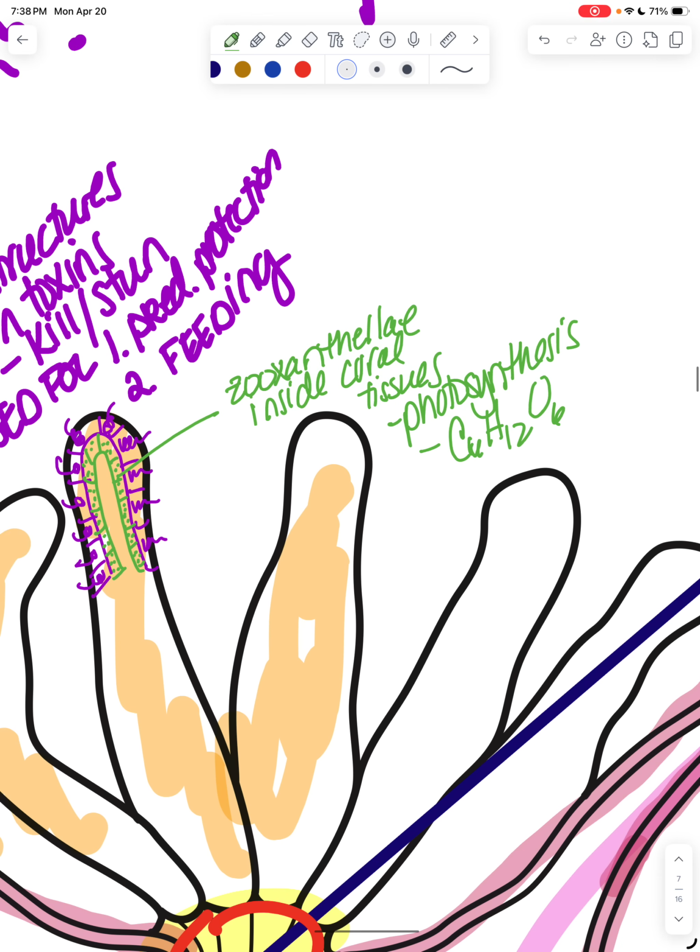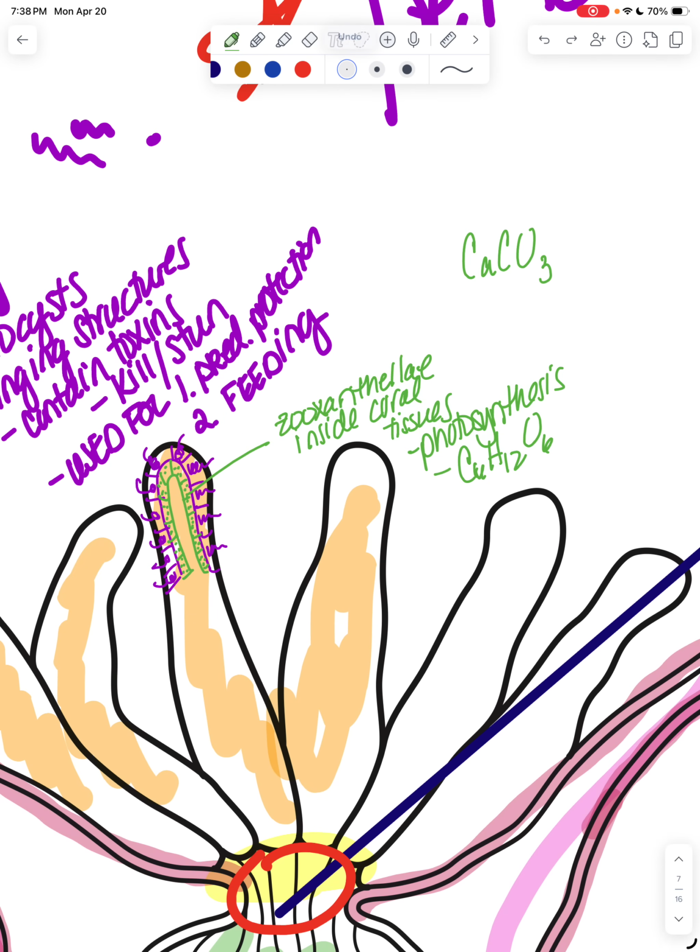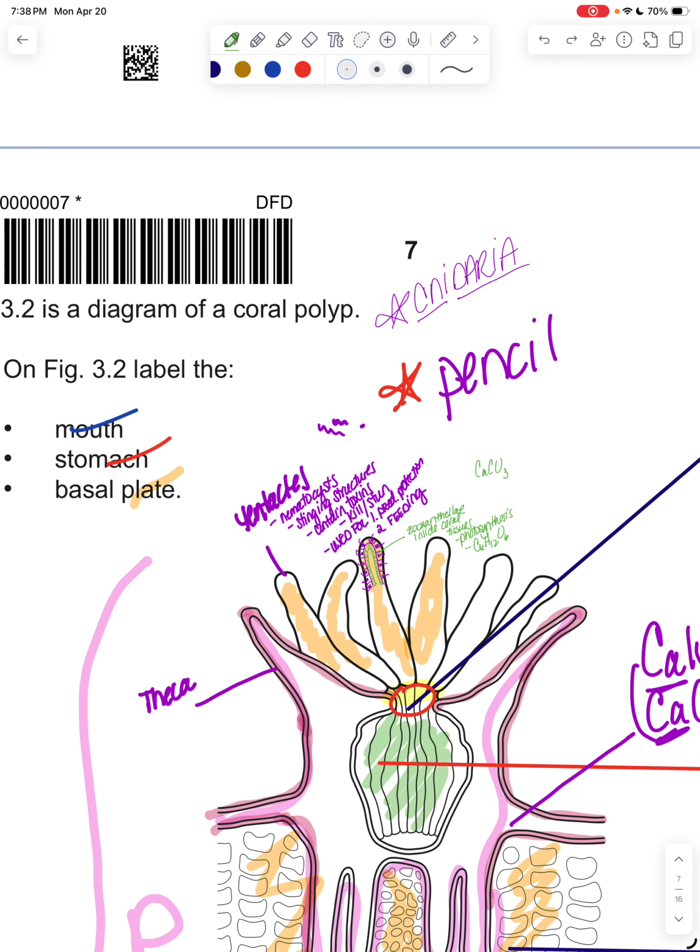Zooxanthellae gets protection. Zooxanthellae also gets access to carbon dioxide. Again, we know that the coral is made from CaCO3, so we do have some carbon compounds that the coral is going to be providing for the zooxanthellae. Again, zooxanthellae does get protected, and zooxanthellae does give glucose to the coral.